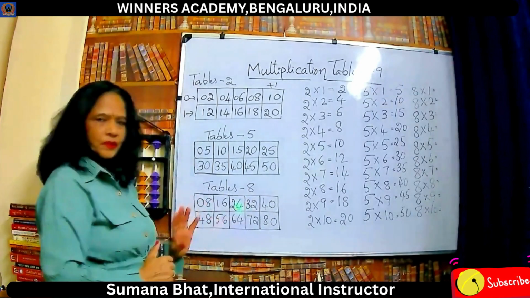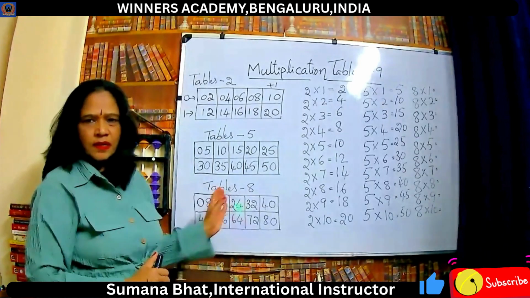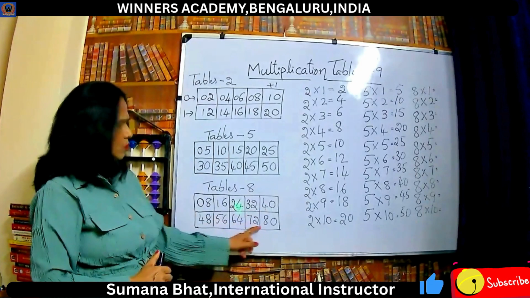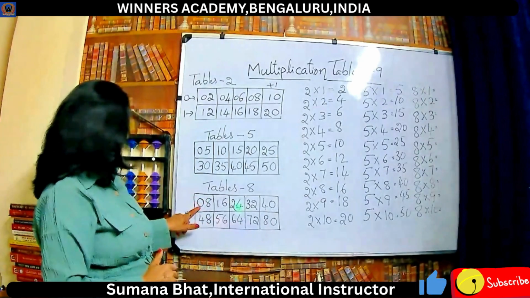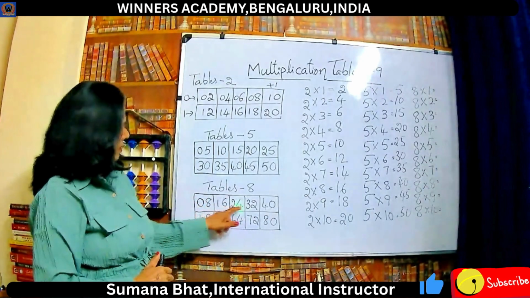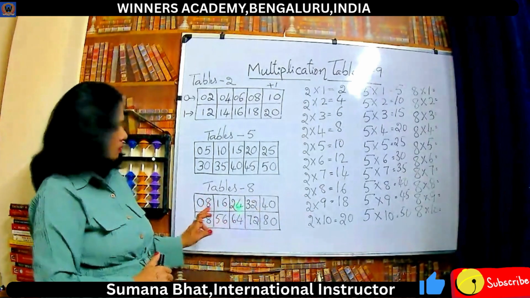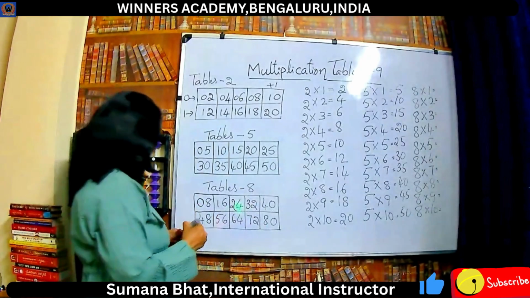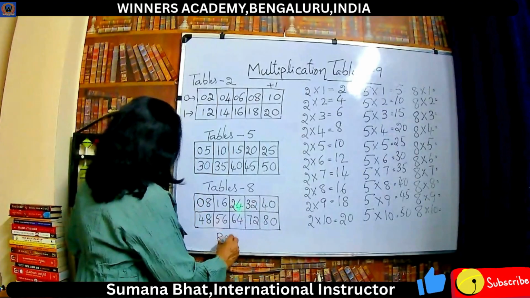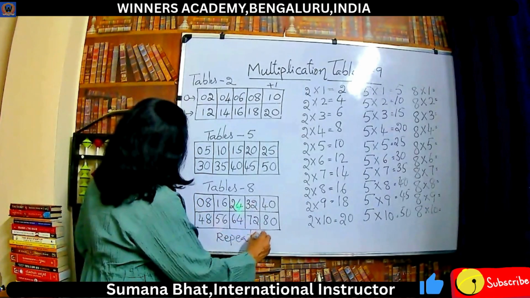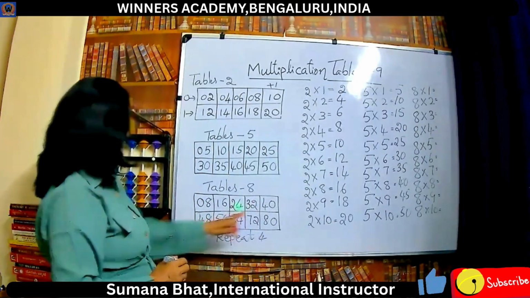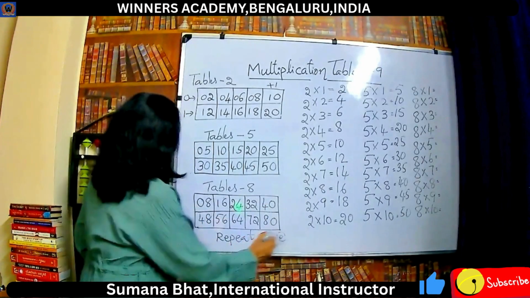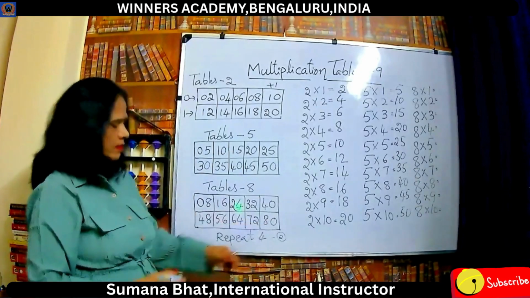How did we do? First you write the even numbers in descending order: 8, 6, 4, 2, 0. Again 8, 6, 4, 2, 0. In the other place, what did you do? 0, 1, 2, 3, 4. Repeat 4, 2 times. Here you wrote, here also you wrote. Just 2 times. Then write 4, 5, 6, 7, 8.